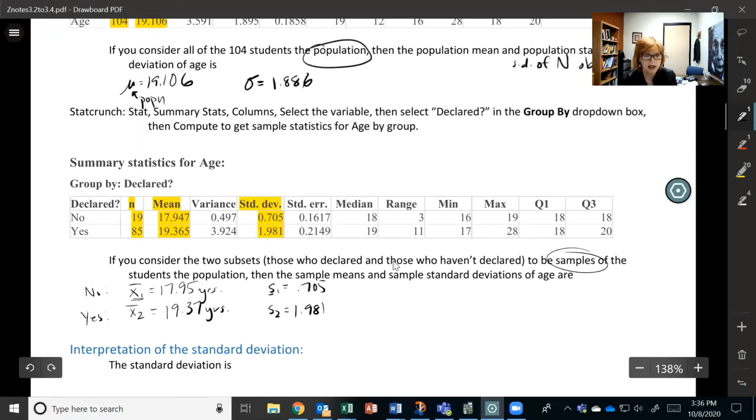So you can see that the standard deviation for this guy, this is larger. So I have a larger spread for the declared in ages than I have for the spread of those who didn't.